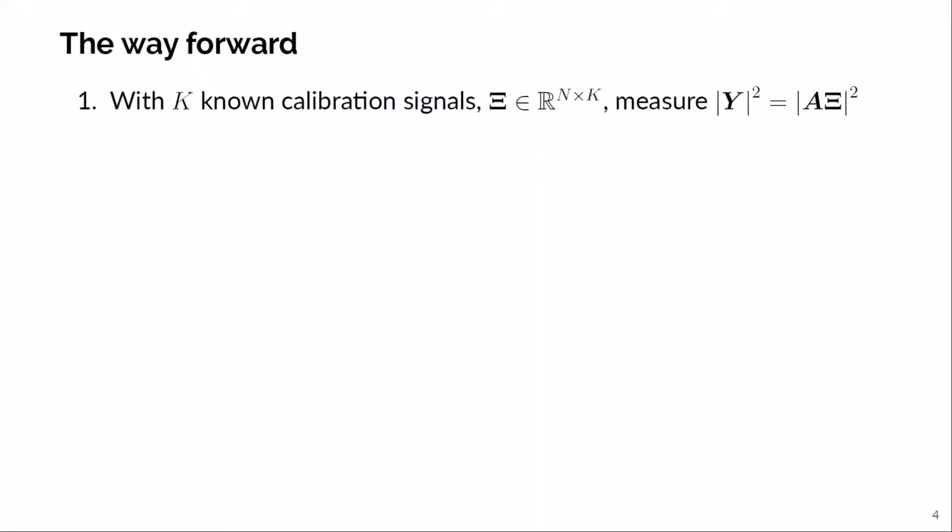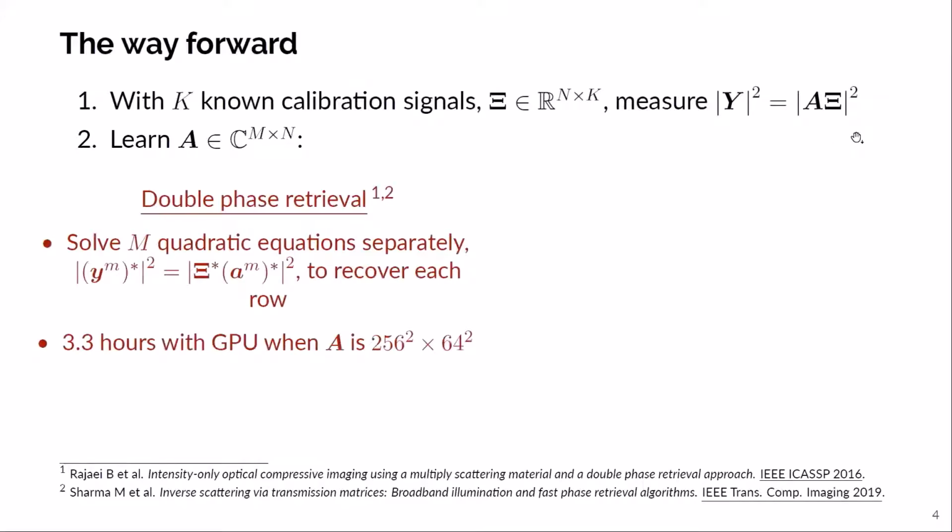So how can we go about doing this? Let's say we have k known calibration signals, which I'm going to put in this matrix Xi. I'm going to put these into my optical system and measure capital |Y|^2. After this, my goal is to then try and learn A from capital |Y|^2.